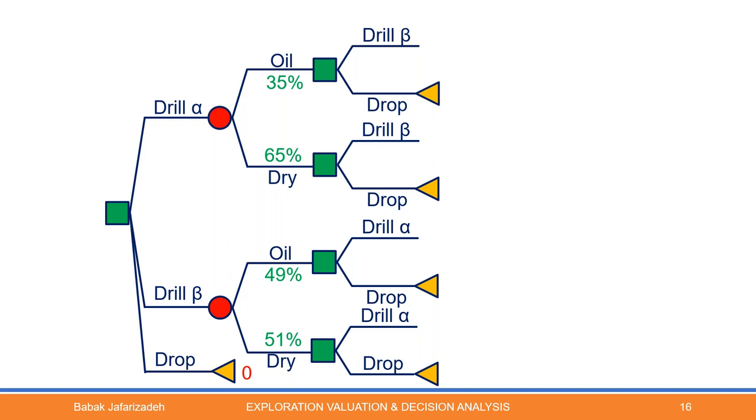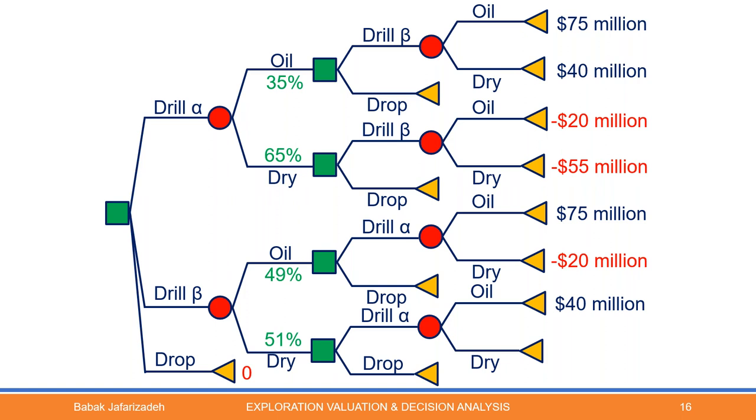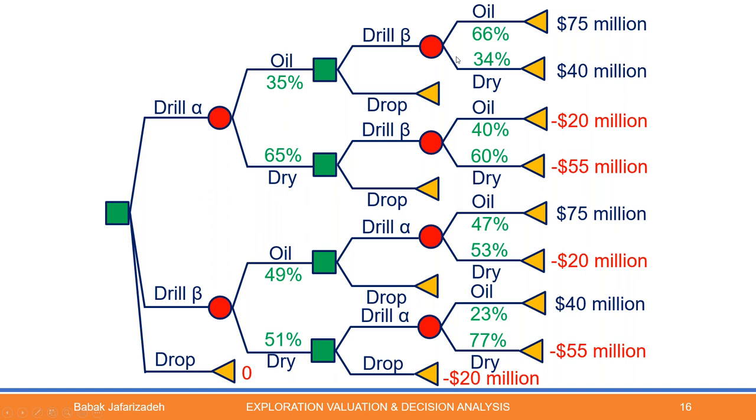And the chance of success in the second well would be conditional on the outcome of the first well. So I could show them here with all the end nodes and the probabilities that you can see here. They are calculated from the joint probabilities that I got earlier from the geologist. So you might ask, where did these probabilities come from? I have used the Bayes theorem, and based on that, I have calculated these conditional probabilities.